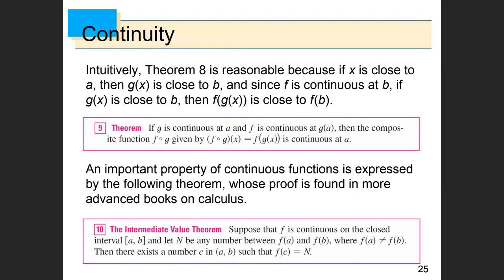Then they say there exists a number C in the open interval such that f of C is equal to n. All right, and this is very useful when I ask you, for example, to show that a polynomial has a root, or 2 roots or 3 roots, and so on.